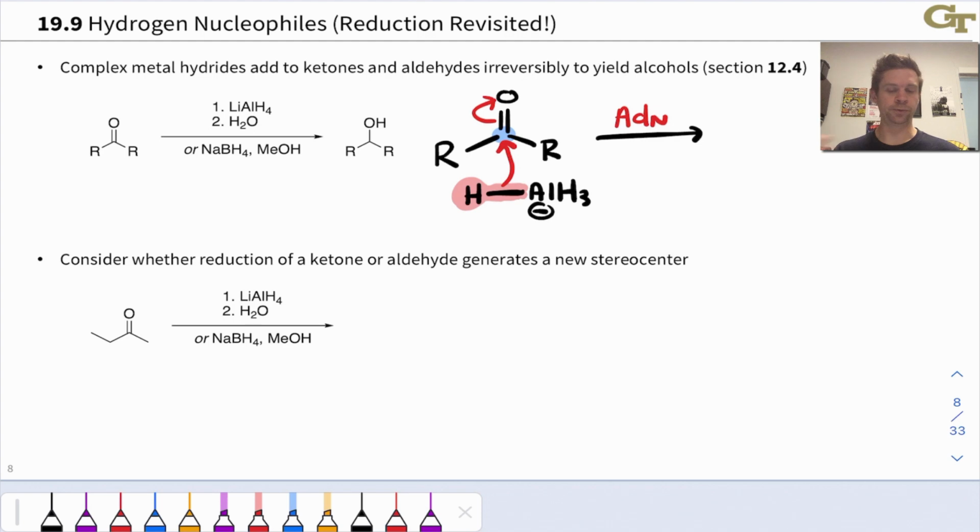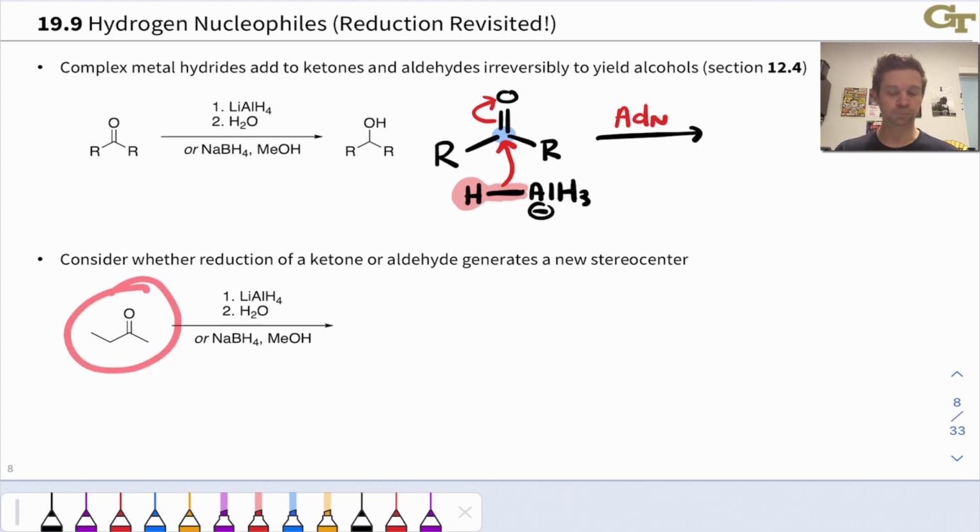And after treatment with water to protonate that alkoxide intermediate, we end up with an alcohol in which a hydrogen has added to the carbonyl carbon and a hydrogen has added to the carbonyl oxygen. Now, something that we noted in general in an earlier video that's worth pointing out here is that reduction of a ketone or aldehyde can generate a stereocenter and convert an achiral starting material into a chiral product.